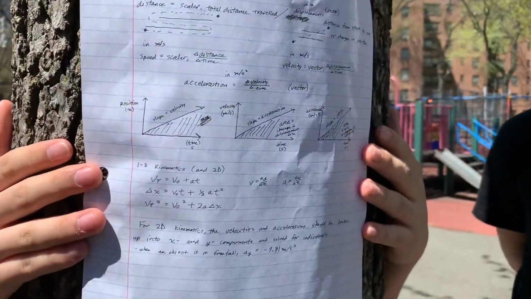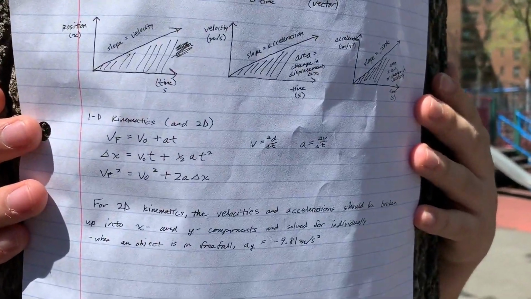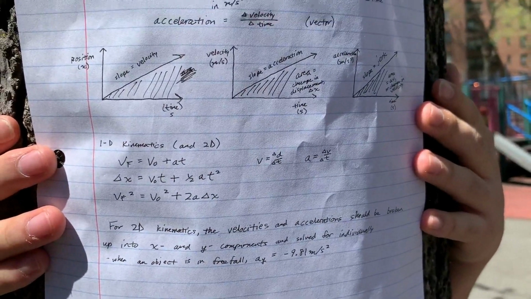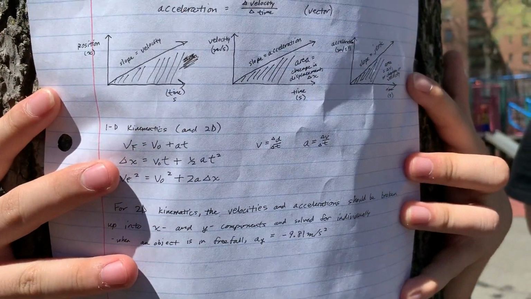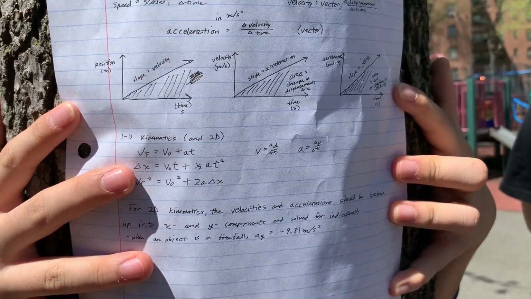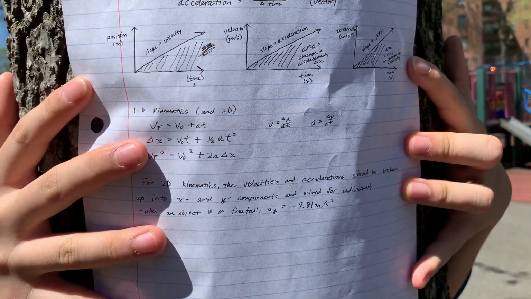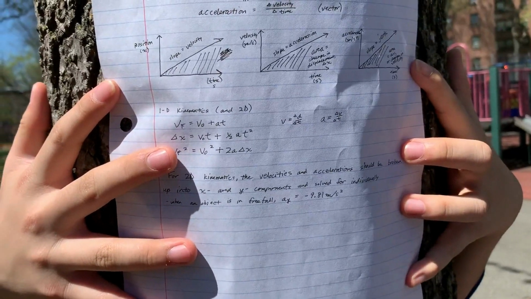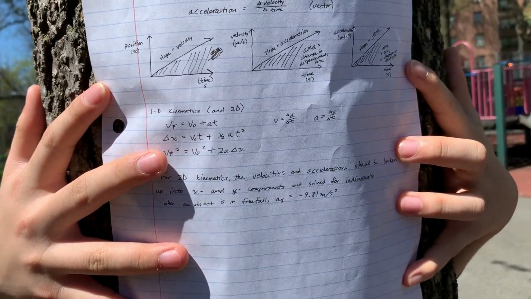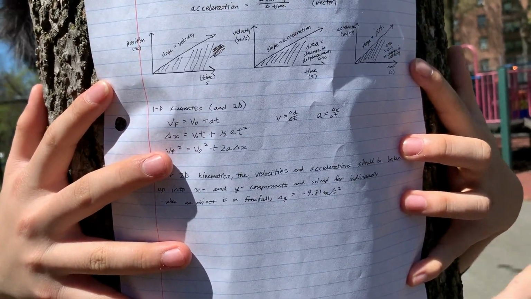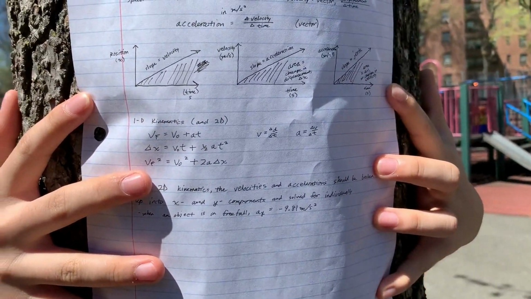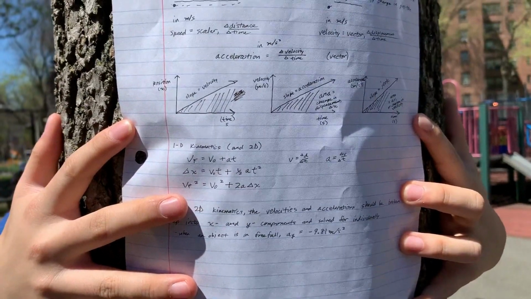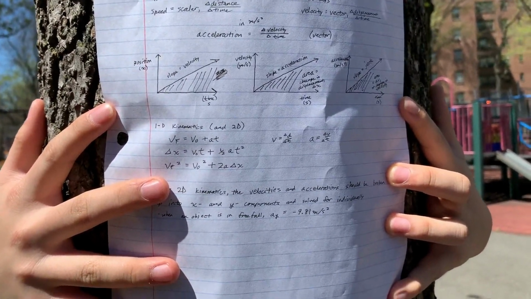And now we have the position versus time graph. The slope of a position versus time graph tells us the velocity. And we have a velocity versus time graph. The slope of a velocity versus time graph is acceleration, while the area is the change in displacement, or delta x. And then we have the acceleration versus time graph, and the slope of that is jerk, which we don't need to know. And the area is equal to the change in velocity.